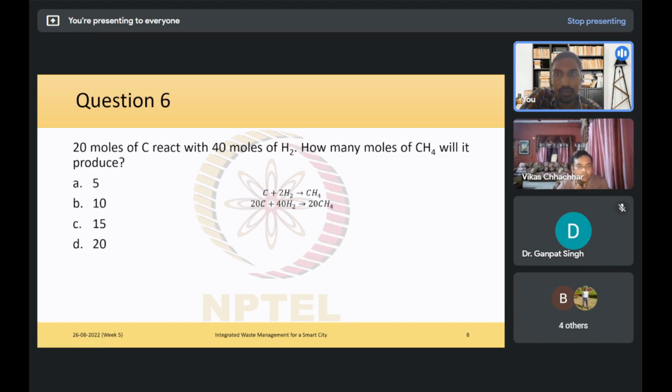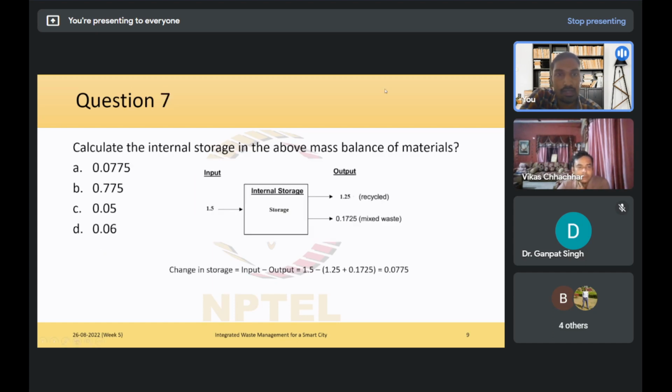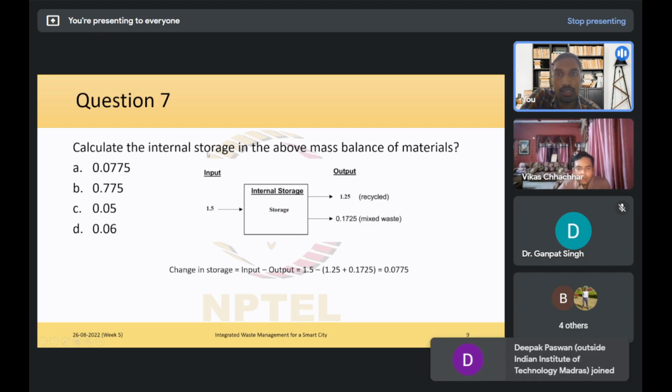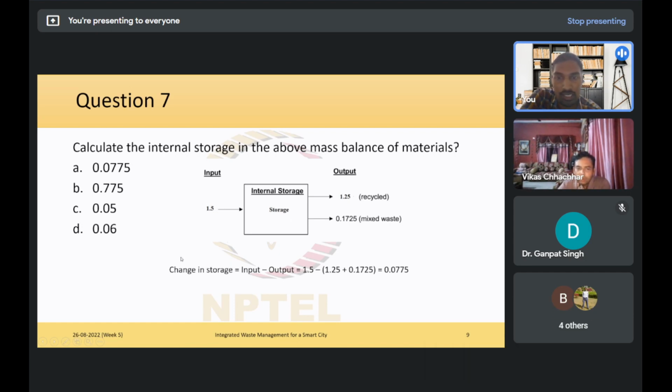Question 6 again we saw. Question 7 is again with respect to mass balance. We are given a system with some inputs and some outputs, and the question is how much is the internal storage. We just implement our mass balance knowledge. The change in storage is nothing but the difference between input and output. The total input is given, and for the total output you sum up all the outputs and then take the difference. That will give you how much is getting stored within the system.